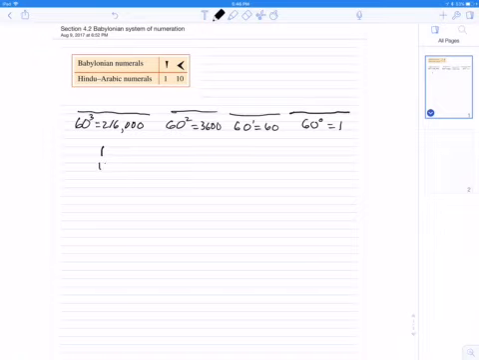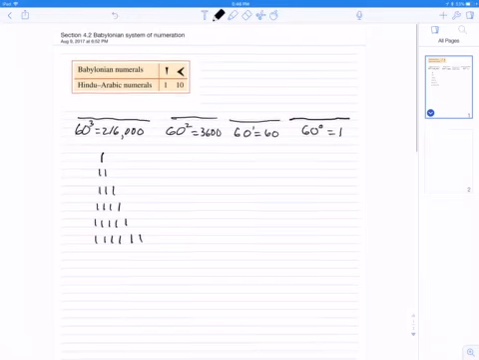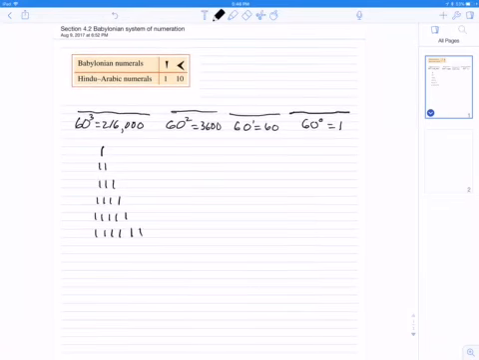So this is 2, 3, 4, 5, 6. But when we got to 7 or more ones, they used a subtraction symbol. So the subtraction symbol is kind of a combination of symbols. That would be a subtraction symbol.